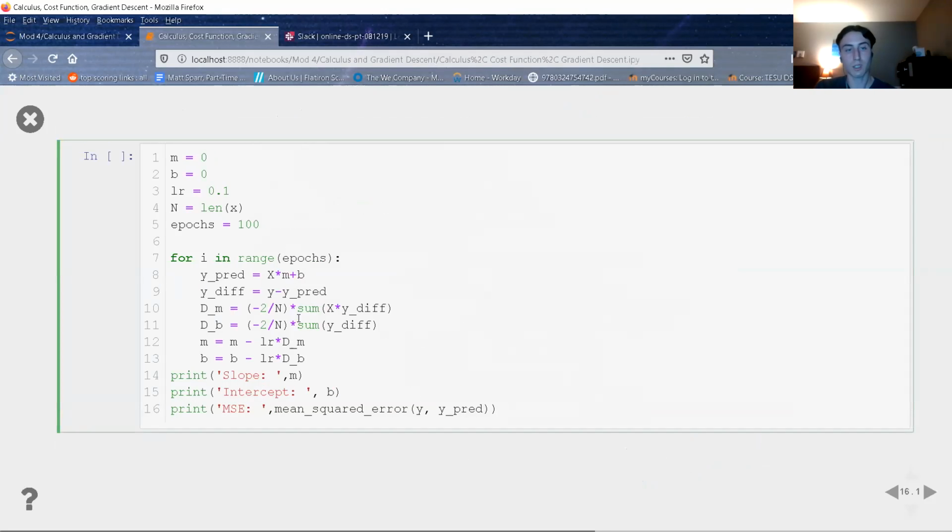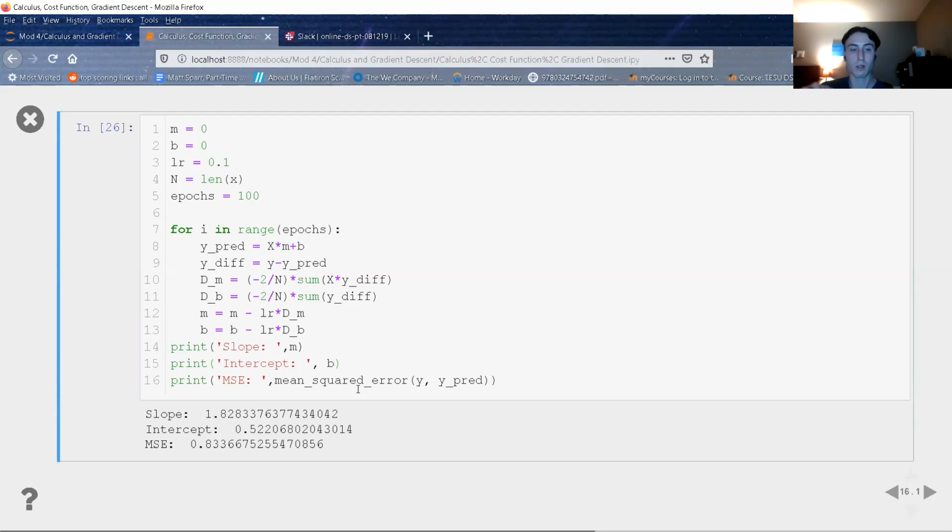So this is basically the same code. I just added a for loop. And then I set a variable called epochs equal to 100. So an epoch is basically one pass of gradient descent, calculating the derivatives, updating m and b. So we're going to do that 100 times and then print out that final slope and intercept, and then the mean squared error. So after 100 times, we got a pretty small mean squared error. And then you can see the slope and the intercept values here.